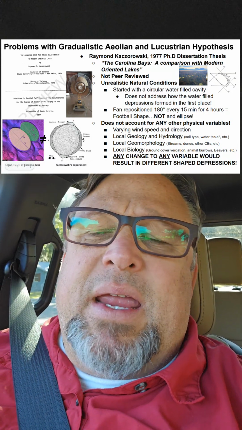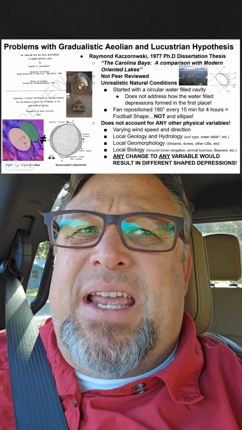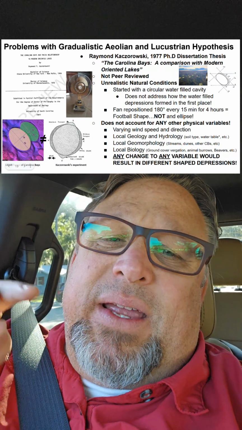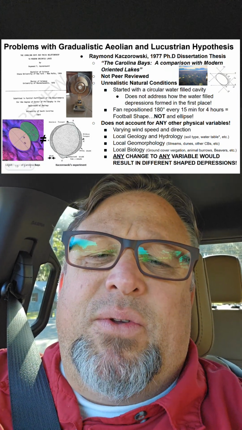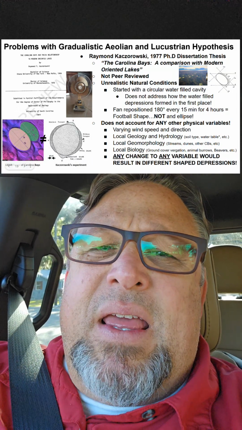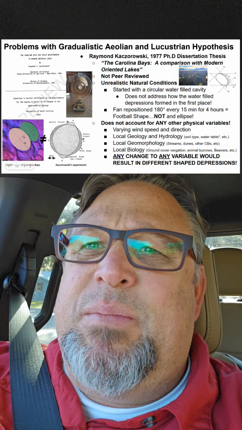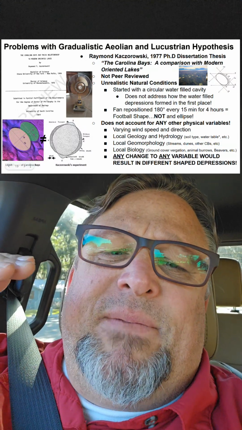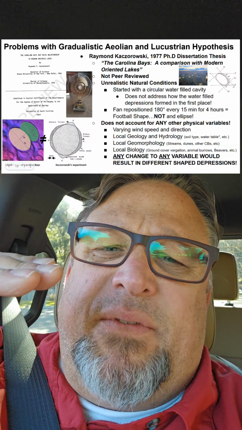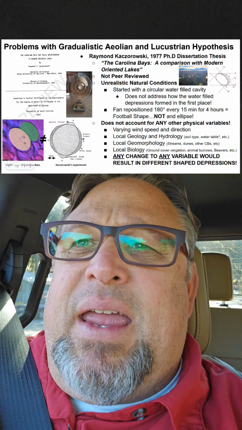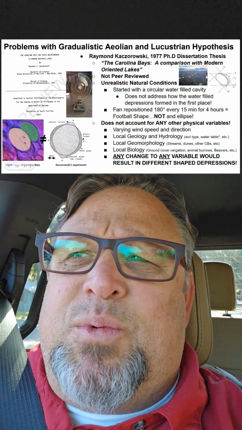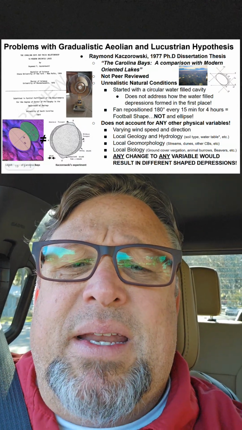I was talking about Ray Kaczorowski's 1977 PhD paper on the relationship between Carolina Bays and Oriented Lakes, which was never peer-reviewed, and we'll get back into that. The reason why this is so important is because this 1977 dissertation paper is like the backbone. It's the bottom assumption that a whole series of assumptions have been stacked on top of, from 1977 on. And there's some big problems with that paper, and let me get into some of those.